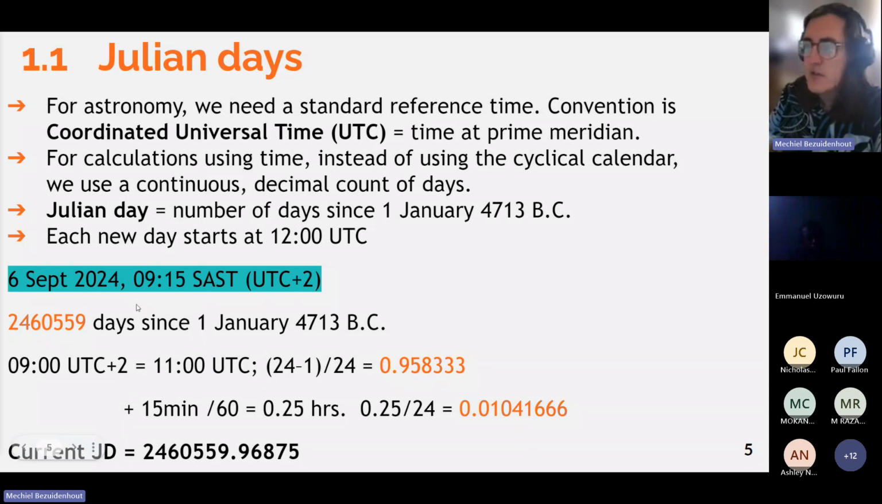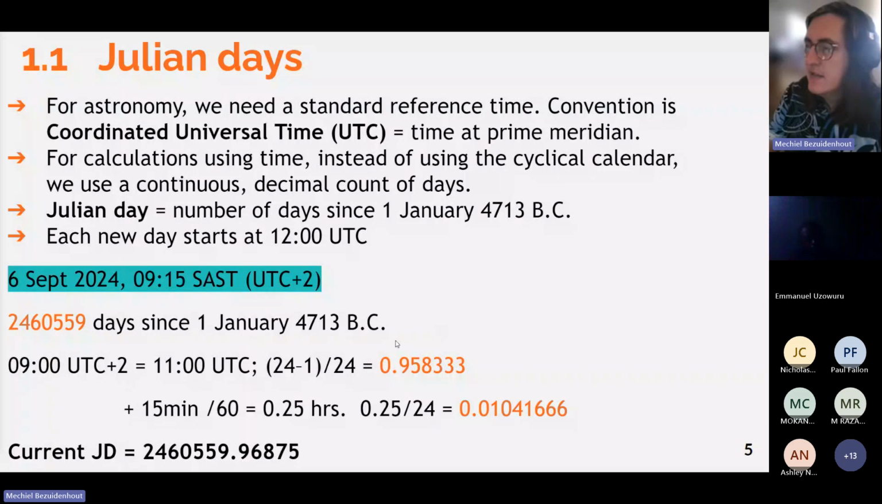So to give you an example, today is 6th of September 2024, about 9:15 South African Standard Time, which is in the UTC +2 time zone. So there have been exactly 2,460,559 days since 1st of January 4713 BC. I don't advise you to count those, you can look it up on Google, or there are a bunch of tools to calculate that.